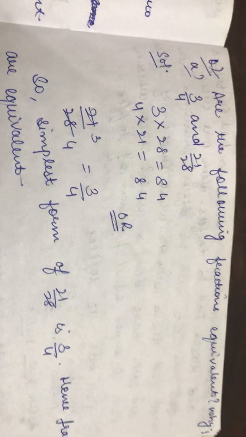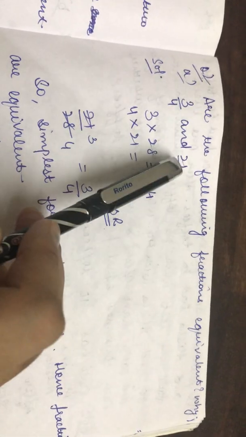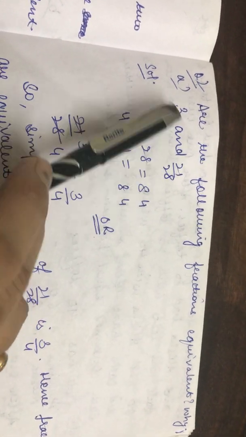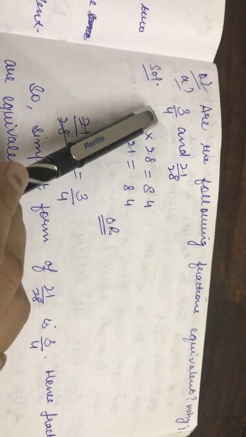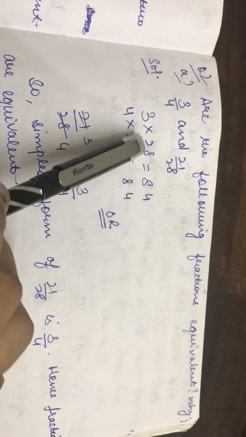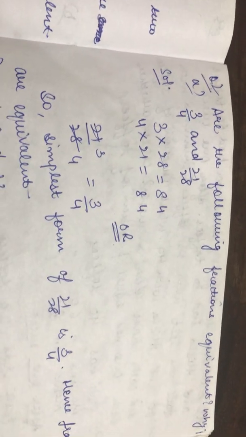Next, question number 2 is: are the following fractions equivalent? Why? 3 by 4 and 21 by 28. So again let us do the cross multiplication. 28 into 3 is 84. 4 into 21 is 84. So both the fractions have the same product. It means these fractions are equivalent fractions.